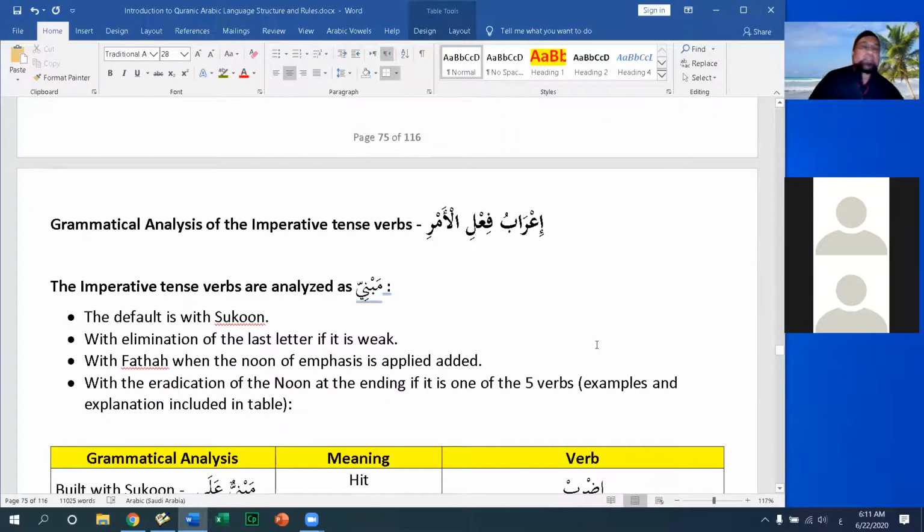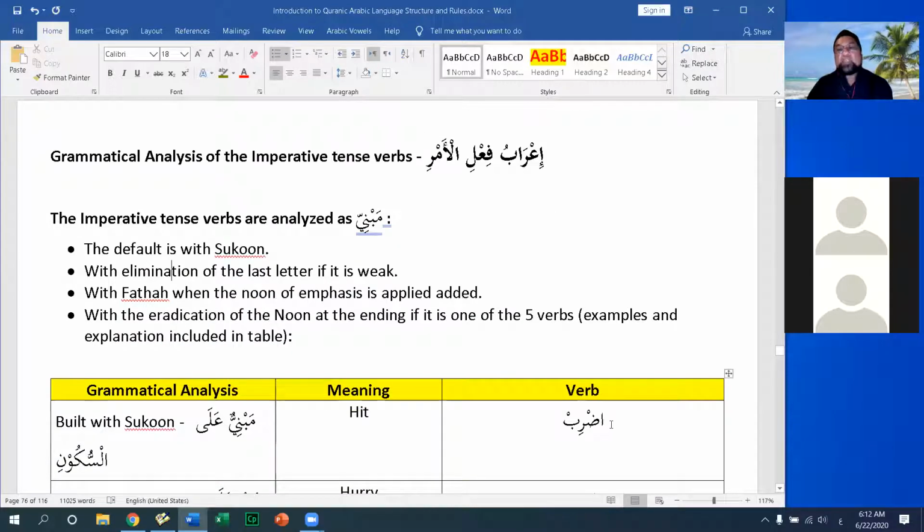إعراب فعل الأمر, the analysis of the command form of the verb. Just like the past tense, the imperative form of the verb is always analyzed as mabni. The default is with sukun. So by default, we would say, for example, in idrib, we would analyze this and say فعل أمر مبني على السكون. By default, we always put a sukun with the elimination of the last letter if it's weak.